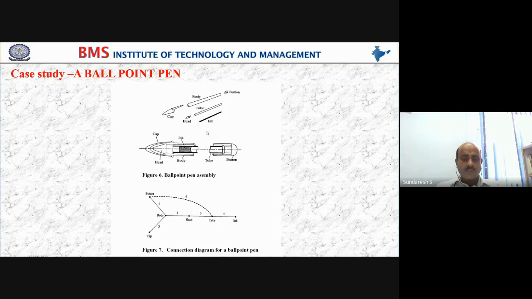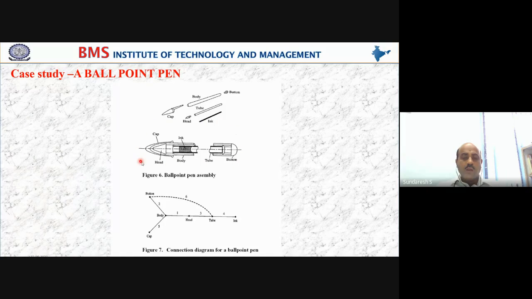Okay, so this is the assembly you can see over here. The cap, the head, body, ink will be filled in the tube, and finally the button. Okay, so how many components can you see in this part? 1, 2, 3, 4, 5, and 6. Okay, there are 6 components of a ballpoint pen. Now it has been assembled in this way.